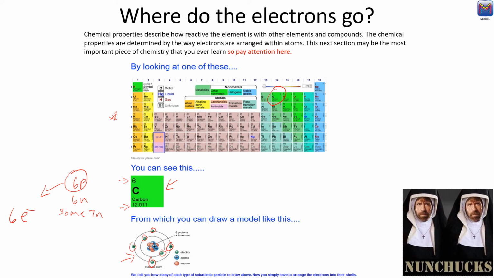Notice we drew 2 in that first ring, and the next ring out, we drew the balance. That's just the sequence for how it's done, because there's a way these electrons actually arrange themselves.